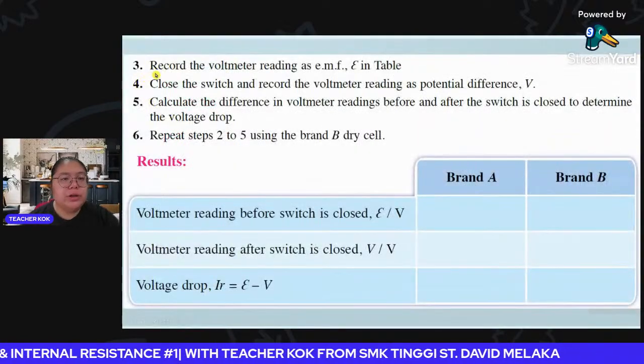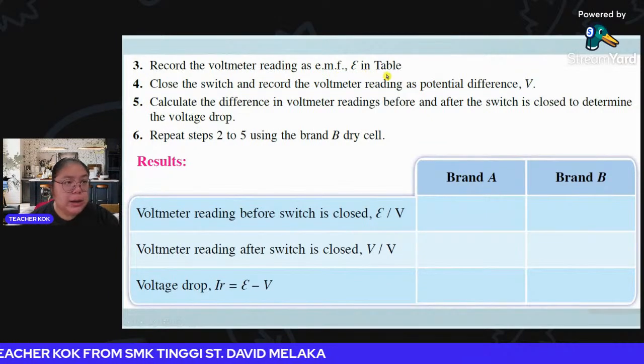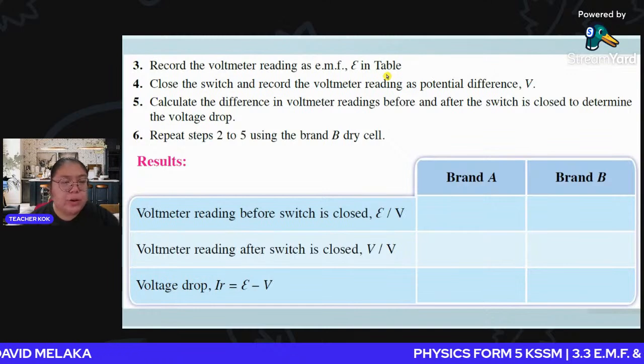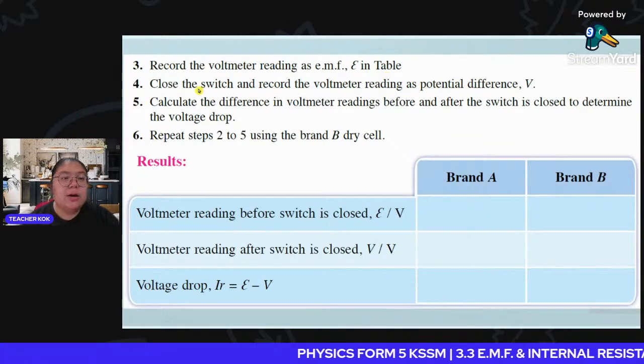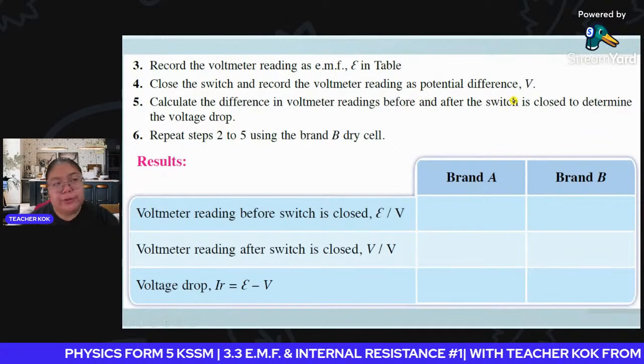Okay, so from here you need to record the voltmeter reading for the EMF in the table before you start the experiment. That means you just open the circuit and record the reading for brand A. Okay, then close the circuit and record the voltmeter reading for the potential difference.